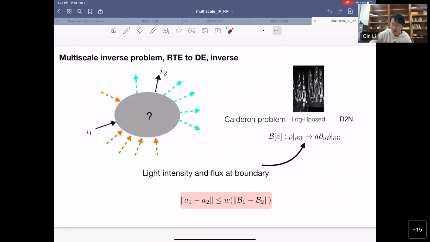But the Calderón problem is logarithmically ill-posed. You perturb this directional-to-Neumann map by a little bit. This omega function is a horrible function. It's something like that. So you change your data by a little bit, and the reconstruction gets magnified by quite a bit.